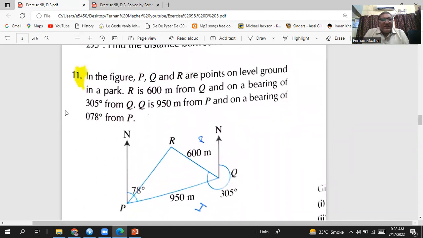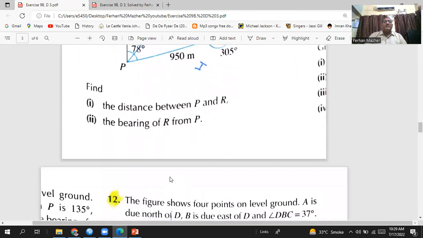In the figure, P, Q, and R are points on the level ground in a park. R is 600 meters from Q and on a bearing of 305 degrees from Q. Q is 950 meters from P and on a bearing of 78 degrees from P. So R is here, on the bearing of 305 from Q, and Q is on the bearing of 78 from P. You see, these are the north lines. This side is 600 meters and this side is 950 meters.